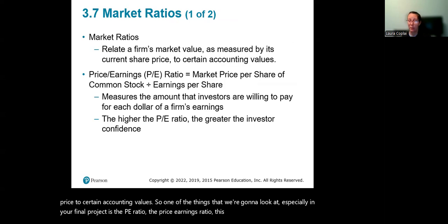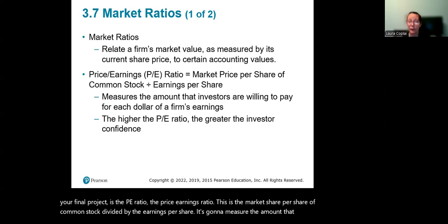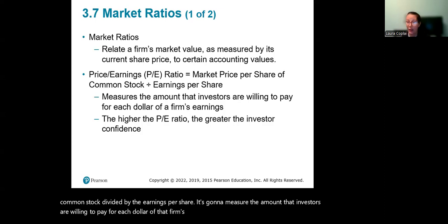This is the market price per share of common stock divided by the earnings per share. It's going to measure the amount that investors are willing to pay for each dollar of that firm's earnings. So the higher the PE ratio, the greater the investor confidence.